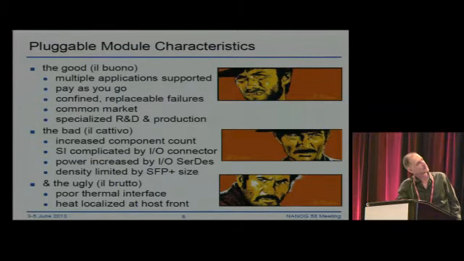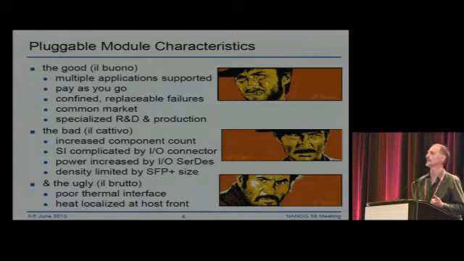This is, by the way, from one of my favorite movies, The Good, the Bad, and the Ugly. So we have Clint Eastwood there on the right side, Il Buono. Pluggable modules means you can support multiple applications. You can plug in a multi-mode or single-mode optic. You can plug in a 10 or 40-kilometer optic all into the same port. It's pay-as-you-go, so you don't need to populate everything. If you get a failure, you can replace one link without affecting others. There's a common market and specialized R&D.